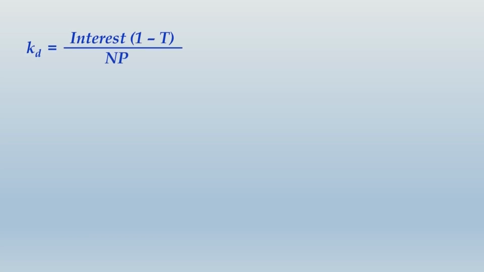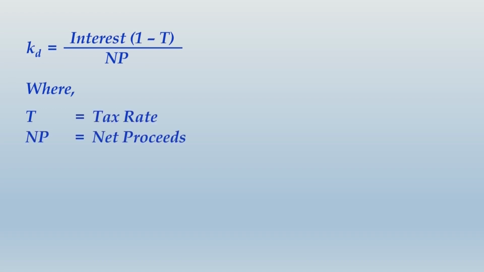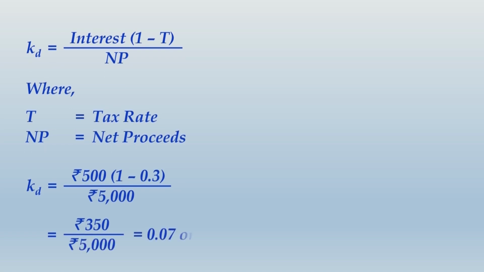Now for computing KD, just apply this particular formula, that is interest into 1 minus tax rate divided by net proceeds. If you have used short forms, do mention the elaborate form of these, and when you make the computation, the cost of debt would work out to 0.07 or 7%.